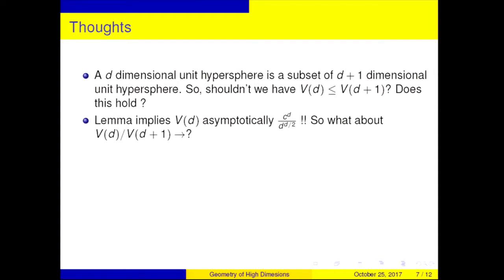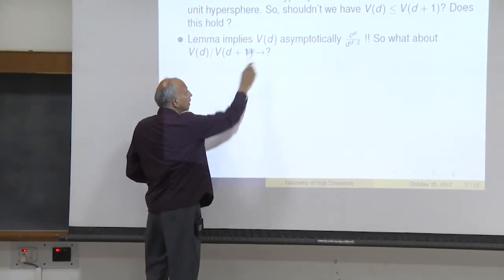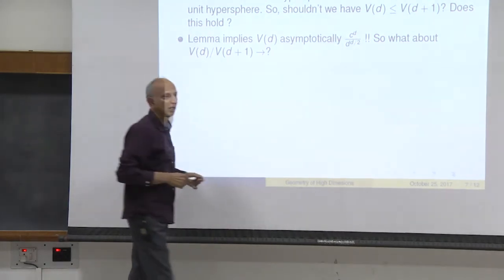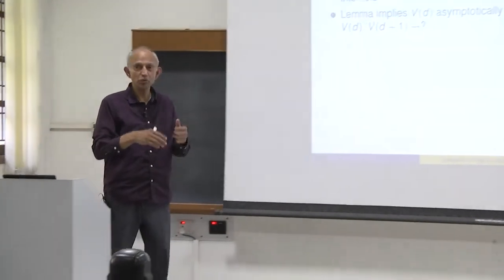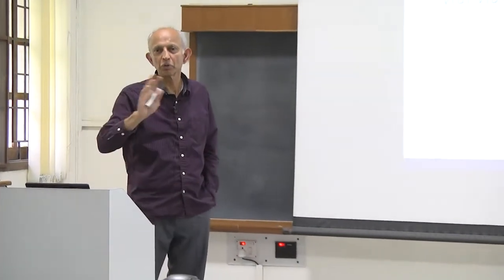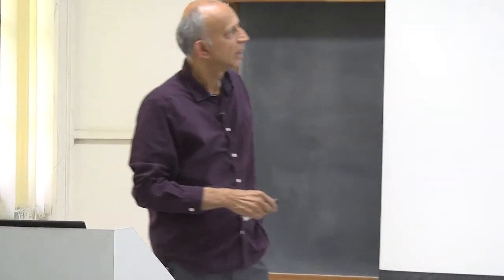is what? From that formula here. Suppose you believe that, then what's the limit as d goes to infinity of V of d over V of d plus 1? Just c over root d roughly. But it goes to 0, right? This goes to 0. So obviously that's false. Okay. Asymptotically, V of d plus 1 is less than V of d, even though in 2 and 3 dimensions it's not the case.